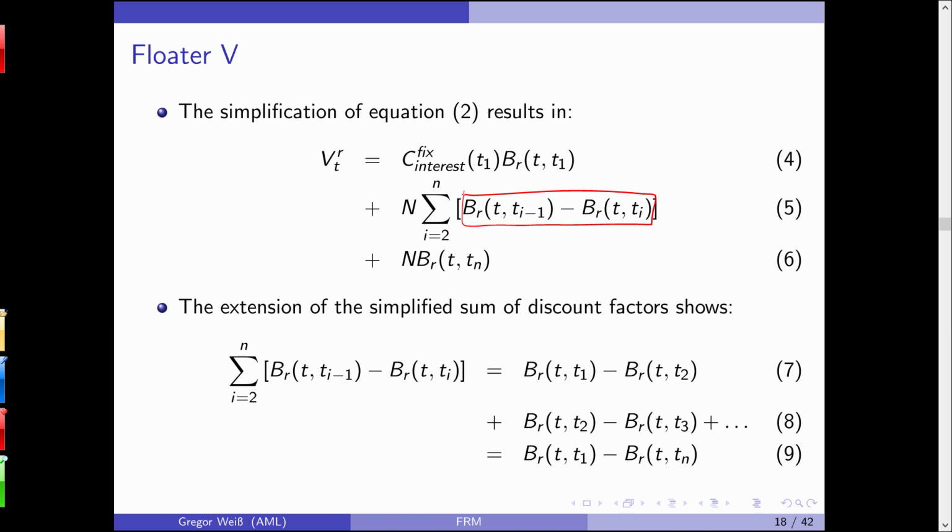Again, we don't know how these spot rates will look like for the LIBOR in 5, 10, or even 2 years. But if you write all those sums out, you can see that this sum is actually BRT T1 minus BRT T2 plus BRT T2 minus BRT T3 plus and so on. And what happens is, let me simplify it.